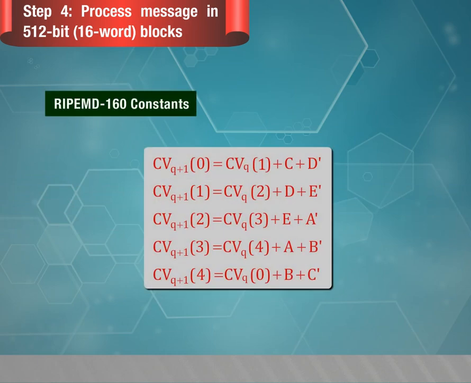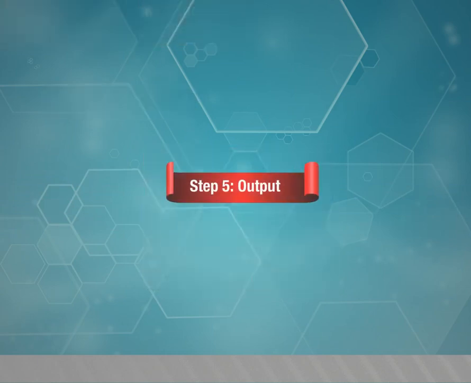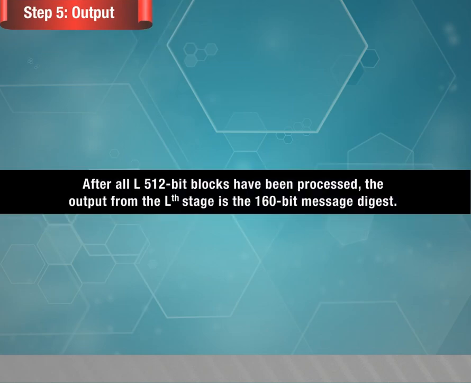Step 5. Output. After all L 512-bit blocks have been processed, the output from the L-th stage is the 160-bit message digest.